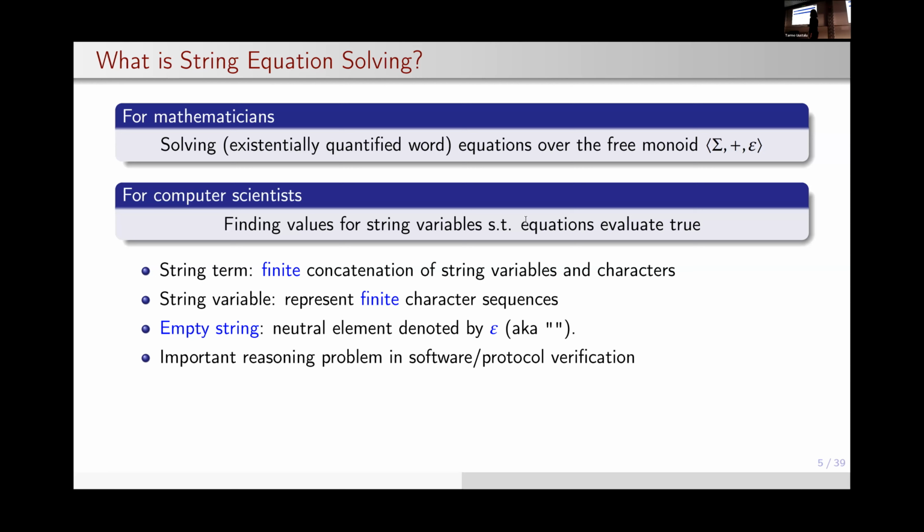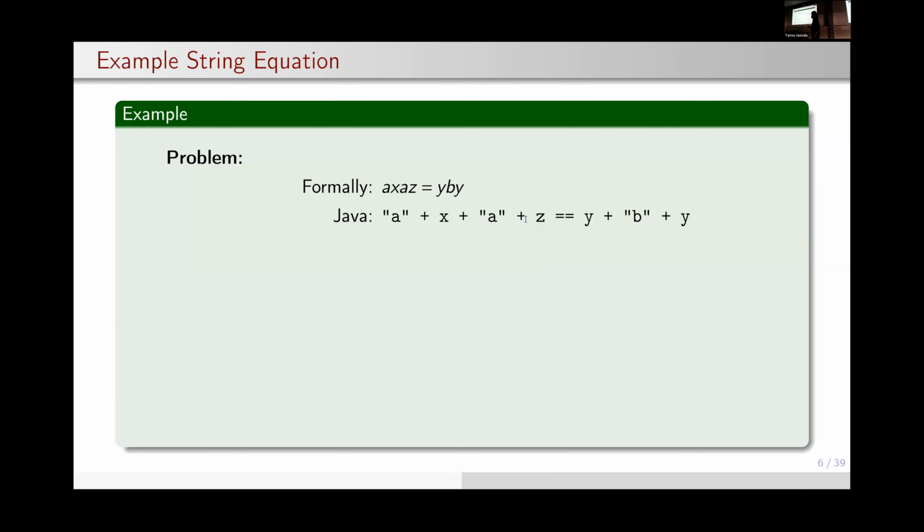String equation reasoning is important for a lot of verification topics, like, for example, is there a potential way to bypass some security mechanism by injecting something in your cookies? People have examples. So here we have one.